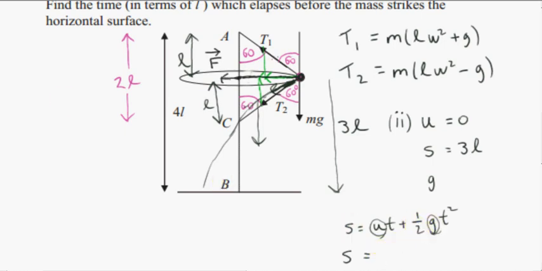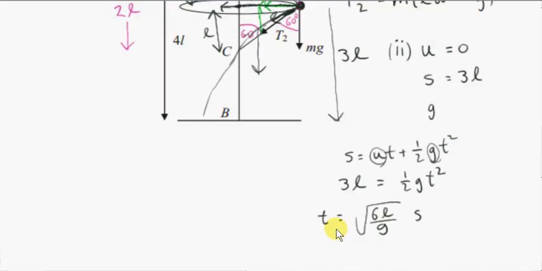Well, s, the distance travelled in terms of L, is 3L. So 3L is equal to half g t squared. t is the time taken for the object to hit the ground. Rearranging, we get t equals root 6L over g seconds.